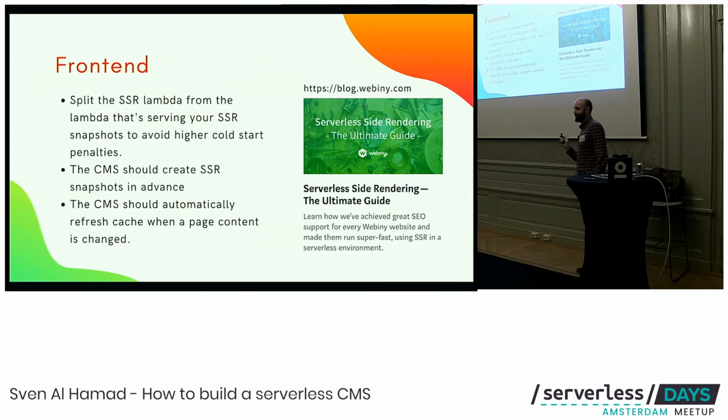So yeah, if you really want to go deep into this complexity, and it is quite an advanced topic, do have a look at that blog post. Another thing, just to rephrase: split the SSR lambdas from the ones serving your site. The CMS should create the snapshots in advance every time somebody publishes a page, and it should automatically refresh the cache when the content is changed.